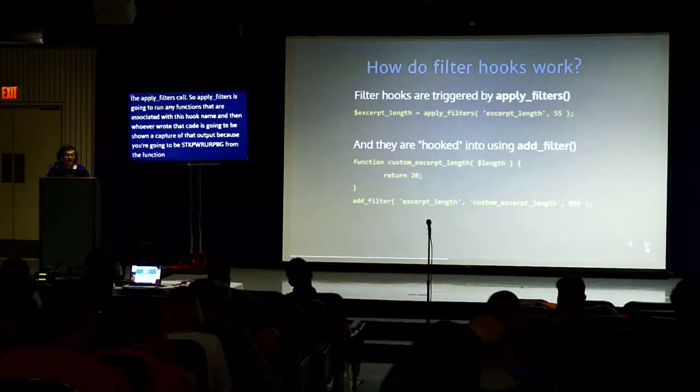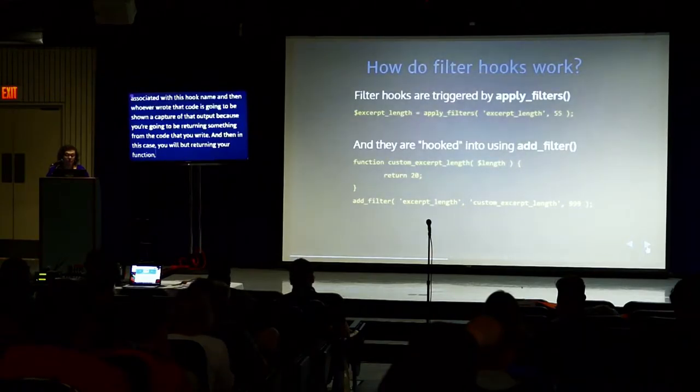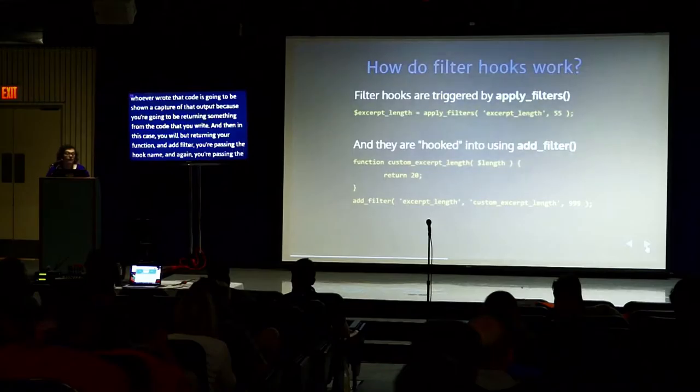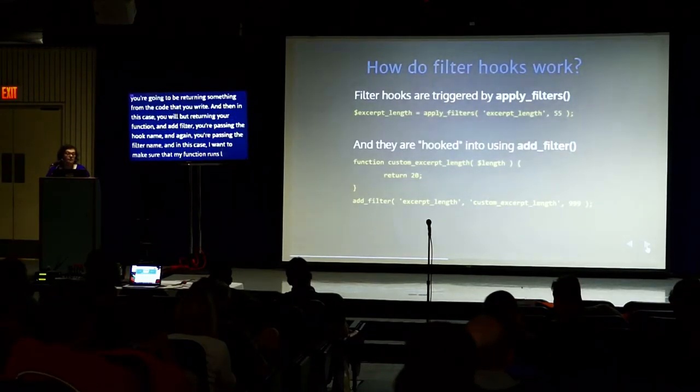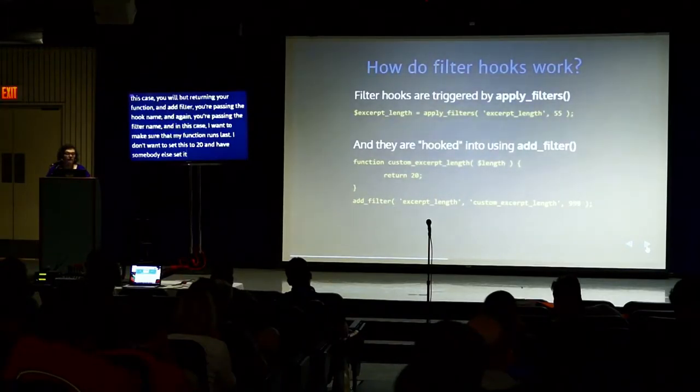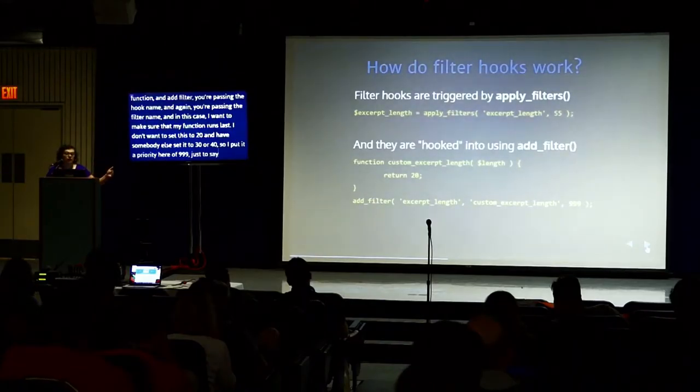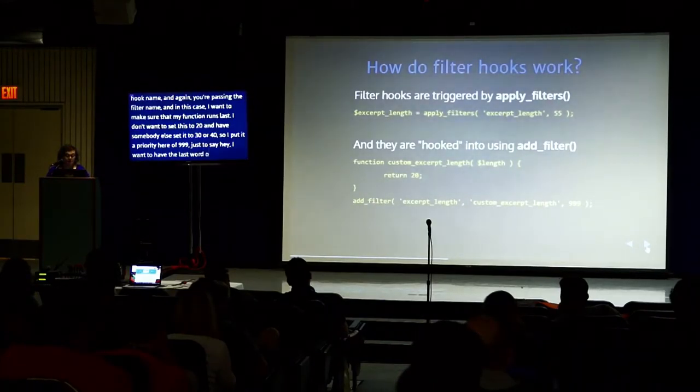On the other side of this, in your code, you would be adding your function, in this case custom excerpt length, and you make a call called add_filter. With add_filter, you're passing the hook name, and again the function name. In this case, I want to make sure that my function runs last. I don't want to set this to 20 and have somebody else set it to 30 or 40, so I put in a priority of 999, just to say, hey, I want to have the last word on when this function runs.